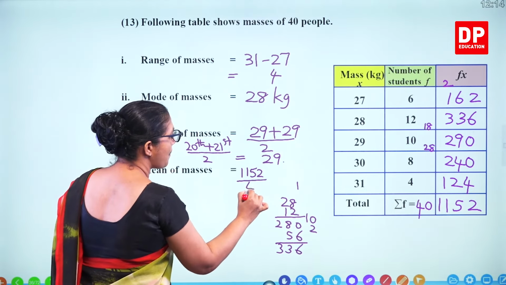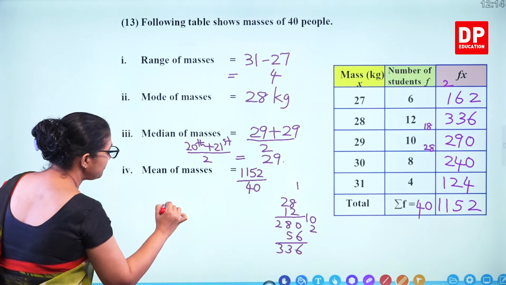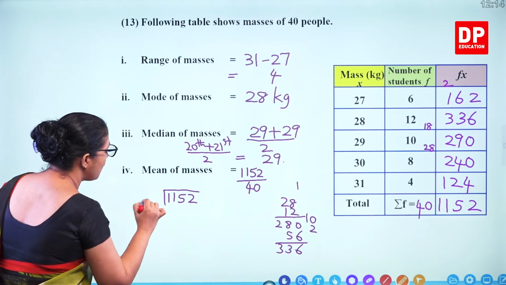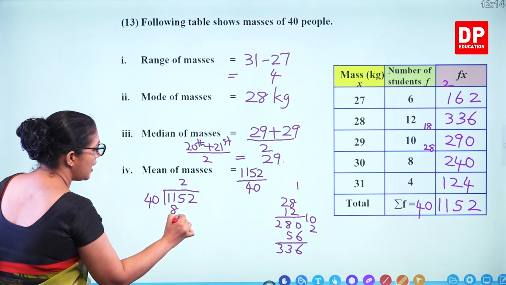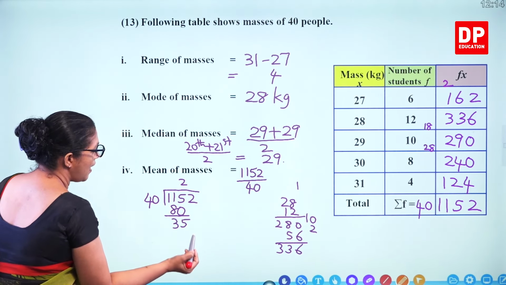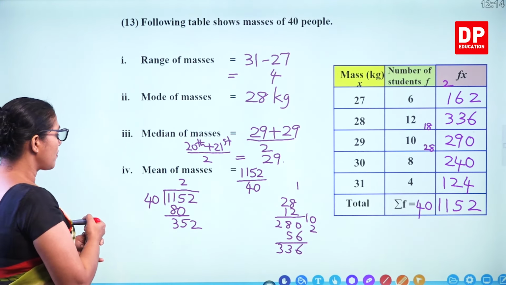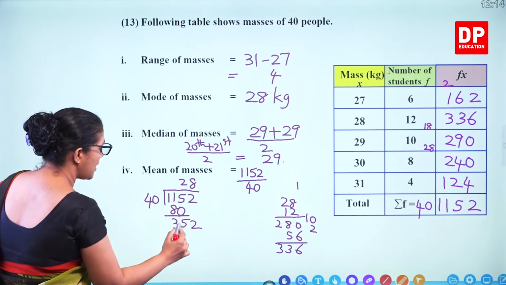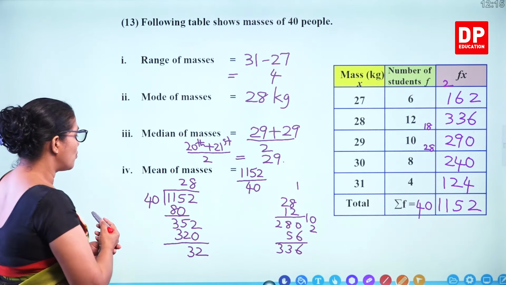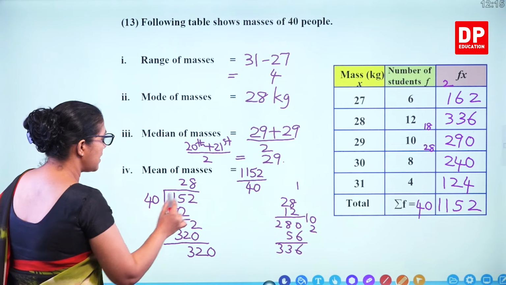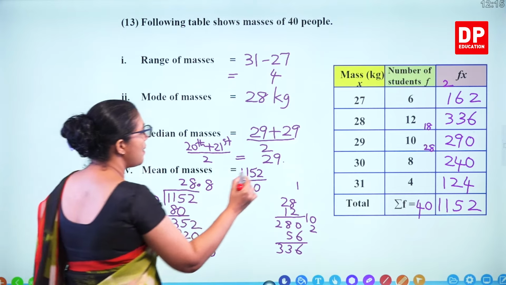Divide by 40. That's the mean mass. So divide by 40 and see. 1152 divided by 40. 40 times 3, 120. So that's 2. 80. 35 remaining. 352. 8 times 4, 32. So 320. Remaining 32. So 320, that's 8. 28.8 is the mean value.